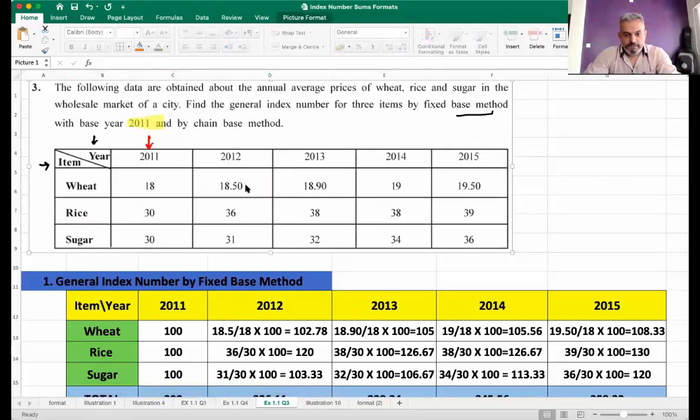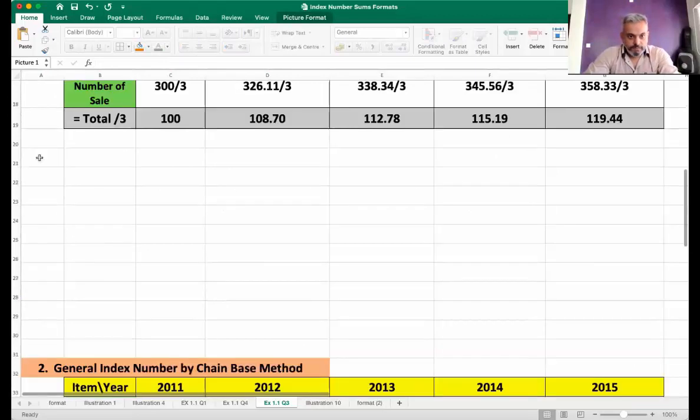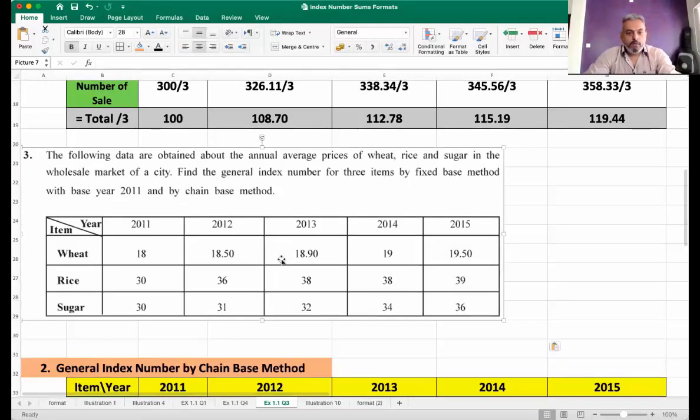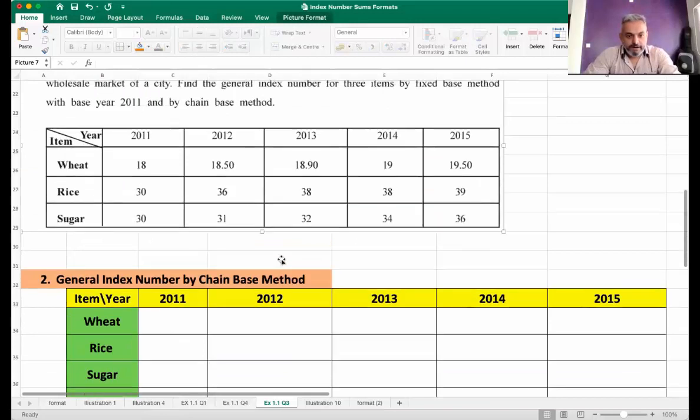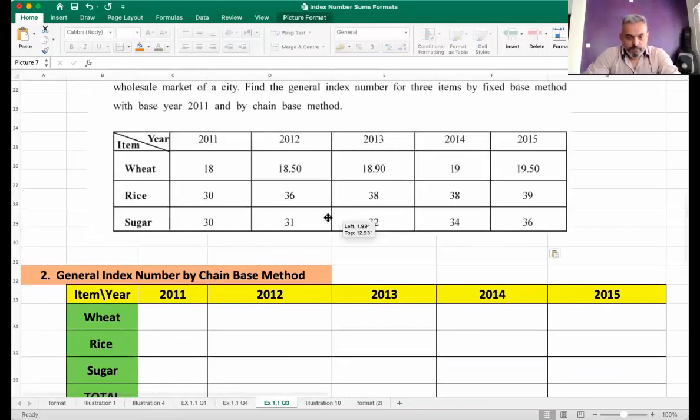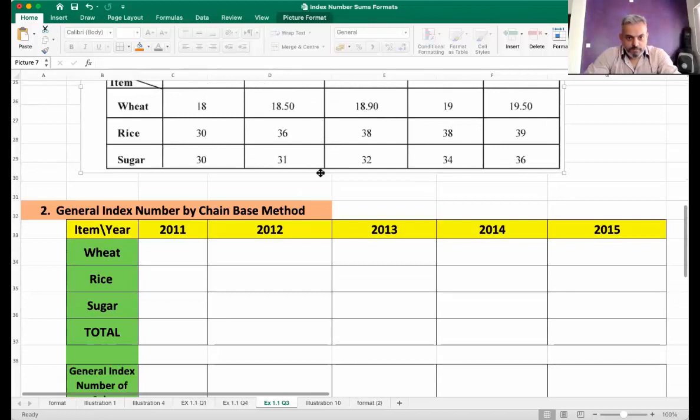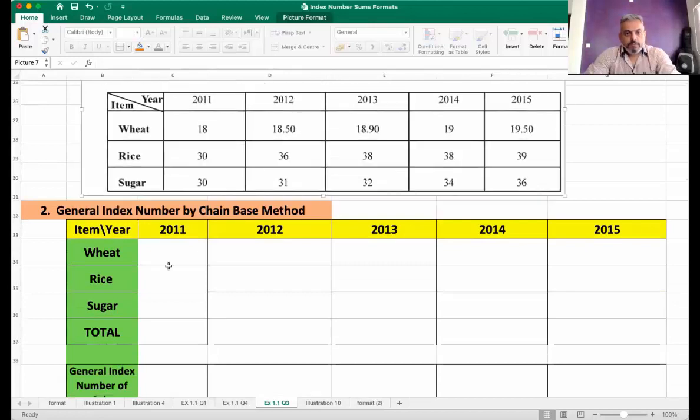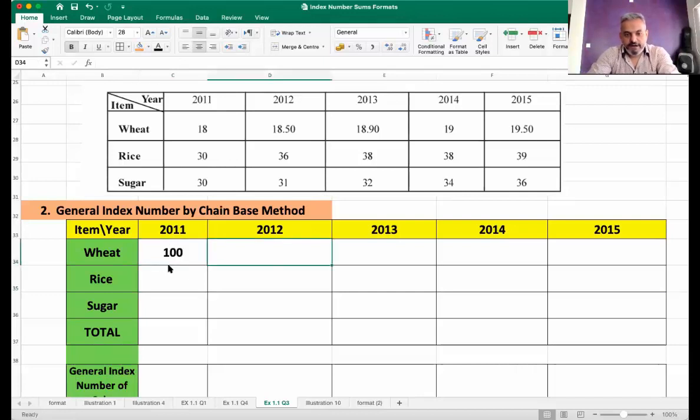So it becomes easy for me. Now, in the second part, for the week, it is the chain based method, so 100 remains 100. 18.5 divided by 18 into 100 is equal to 102.78.